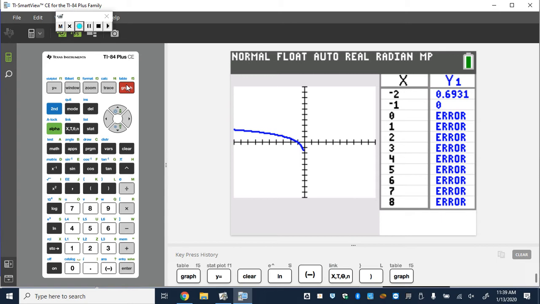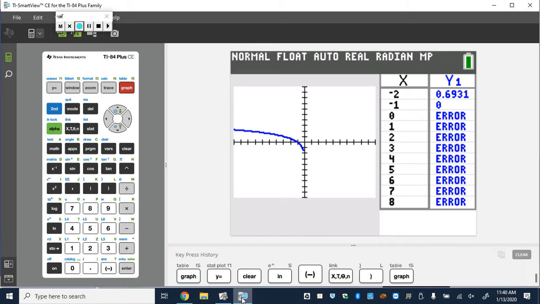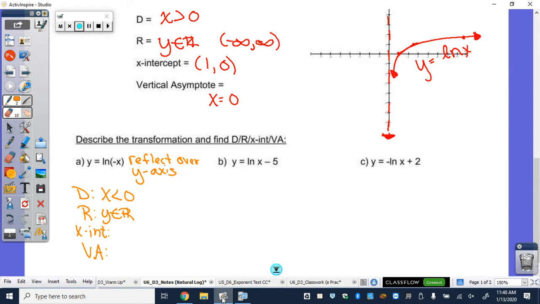Your graph should come up looking like that one up on the board. So what would be our domain this time? Less than 0. Because that one's going to the left instead of the right like all the other ones do. Does our range change though? No. Our x-intercept does change. This time where's our x-intercept? -1, 0. Vertical asymptote doesn't change. That's still going to be at x equals 0.